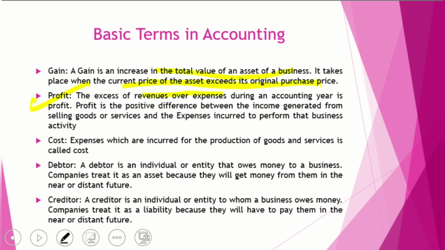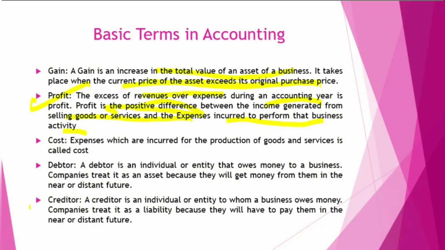Next, we have profit: excess of revenue over expenses. We saw that income is nothing but profit, where our revenue is more than whatever expenses we incurred for an accounting period. So profit is always a positive difference in selling of goods and services. Whatever sales we made, we take off all the expenses we had undertaken, and whatever amount is left behind is the profit made by the business due to its business activities.